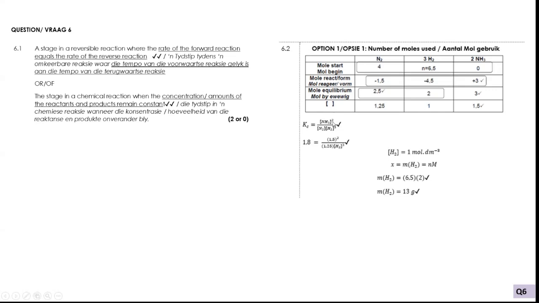You put that into the Kc formula. Remember, Kc is equal to the concentration of the products divided by the concentration of the reactants. Put all of that in. You still have your hydrogen, and there you use your figures, and you come to your 13 grams. Now, that's not the end of the story. Another option, you know, another two options.